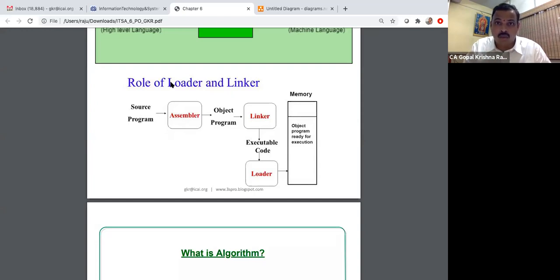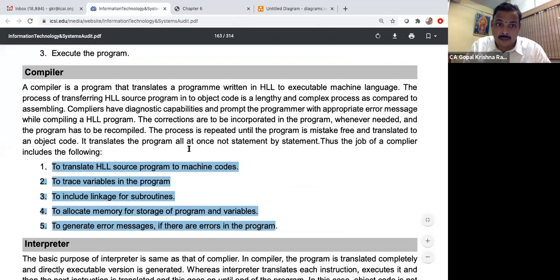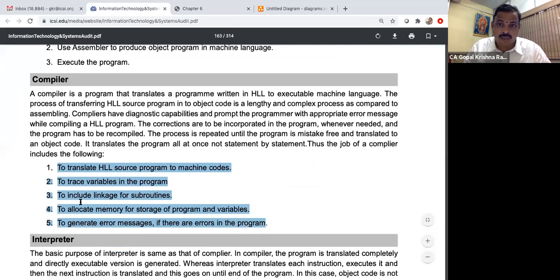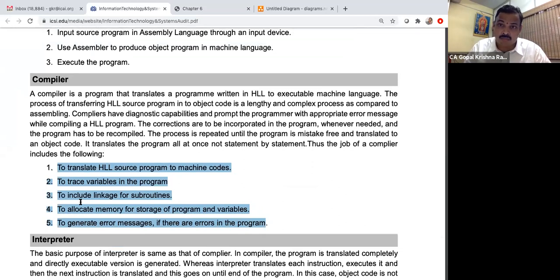So this is called the loader and linker, and this is used here to include linkages for subroutines. What do you mean by the linkages for subroutines? What do you mean by routine? The compiler has to convert to the object programs or object instructions, which it has to break into machine instructions. Machine instructions will be loaded in the CPU, and the CPU will give the processed data.